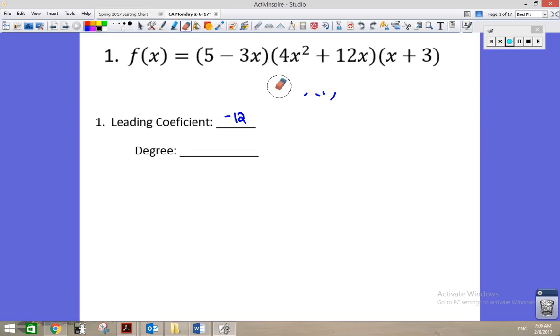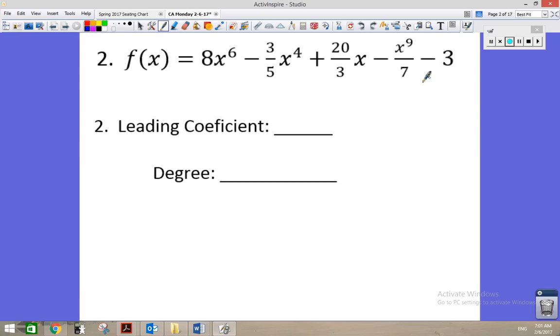For the degree, since it's in factored form, and by properties of exponents, when you multiply and you have the same base, you add the exponents. So since this is multiplication in factored form, we'll add each factor's contribution towards the degree. This factor is contributing 1. This factor is 2 times 1, contributing 2, and this is contributing 1, so the degree of this is 4.